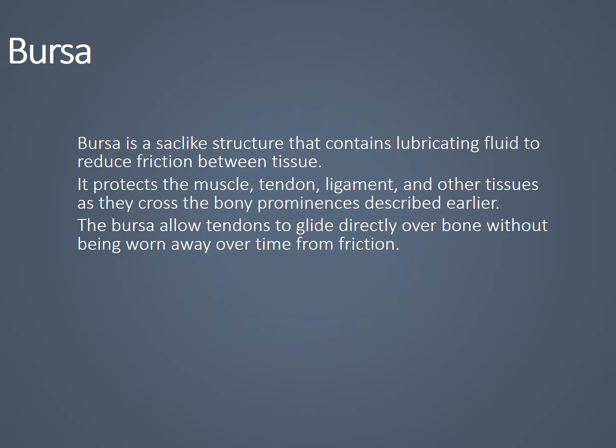Bursa. Bursa is a sac-like structure that contains lubricating fluid to reduce friction between tissue of the body. It protects the muscle, tendon, ligament, and other tissues as they cross the bony prominences described earlier in this course. The bursa allow tendons to glide directly over bone without being worn away over time from friction. When you hear people say they have bursitis, this is what they're talking about. That sac has become irritated, inflamed, so it causes pain.